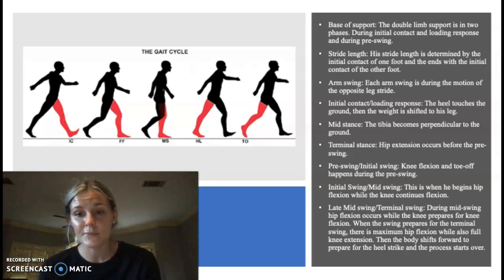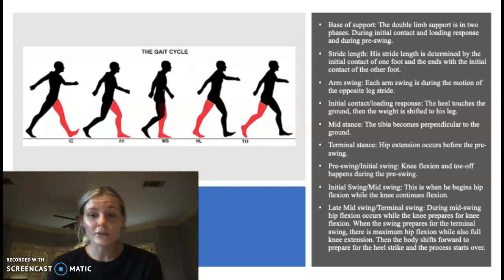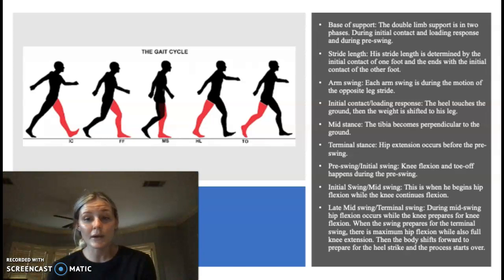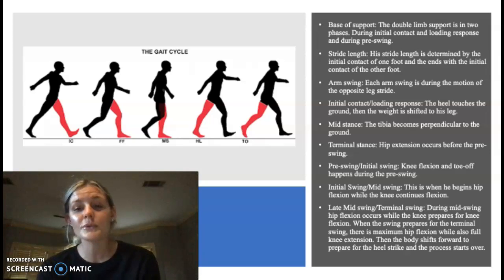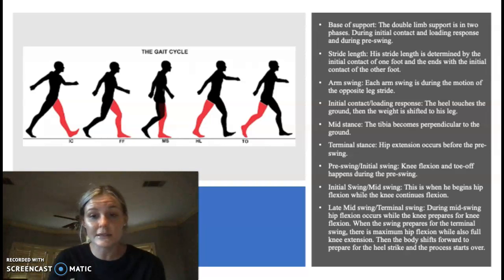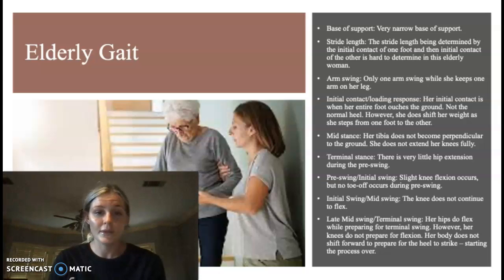For the initial swing to the mid-swing, this is when the hip begins flexion while the knee continues flexion. For the late mid-swing to terminal swing, during the mid-swing, his hip flexion occurs while his knee prepares for knee flexion. When the swing prepares for the terminal swing, there is maximum hip flexion, which also leads to full knee extension and then the body shifting forward to start the process over.